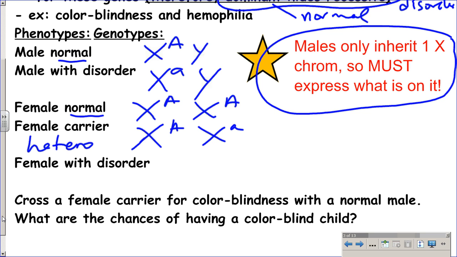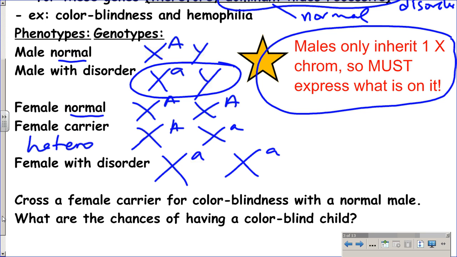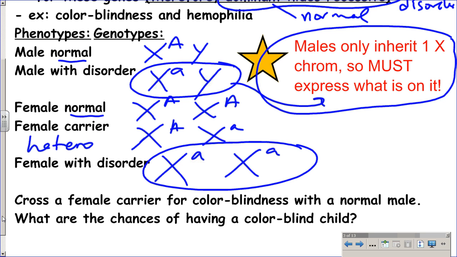So for the female to get the disorder, what does she have to inherit? She's still a female, so she still gets XX, with 2 lowercase a's. So are you more likely to get 1 lowercase a or more likely to get 2 lowercase a's? Probably inheriting 1 is easier than inheriting 2. That's why guys express that gene, or whatever the disorder is, more so than females do, because it's harder to end up with two of the same alleles than just one of them.